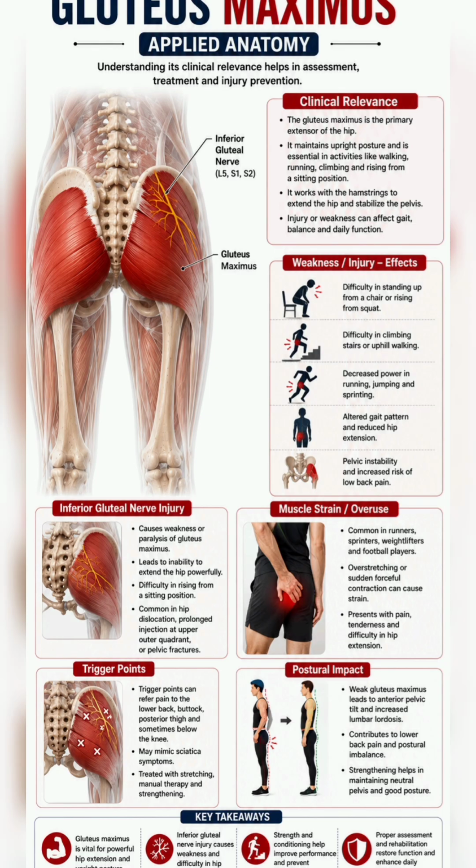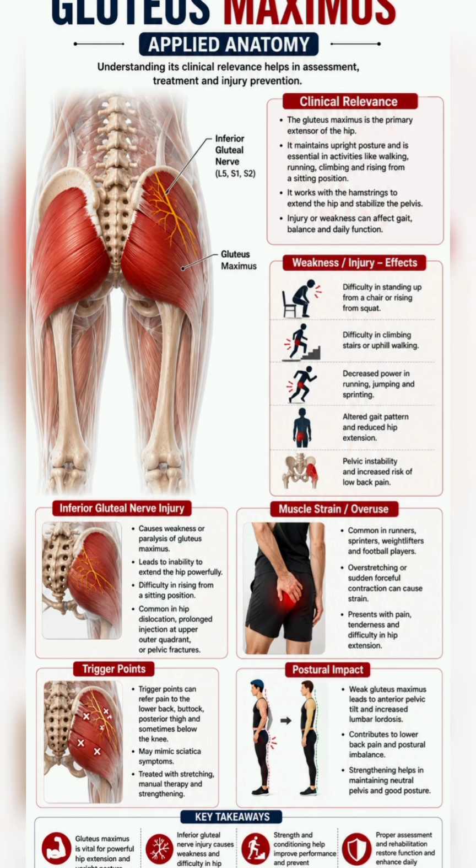Okay. So the second clinical relevance is inferior gluteal nerve injury. It causes weakness or paralysis of the gluteus maximus, because the inferior gluteal nerve supplies this muscle, right? So this muscle gets paralysis because of decreased nerve supply. So it leads to inability to extend the hip powerfully, and so many hip-related problems will occur.